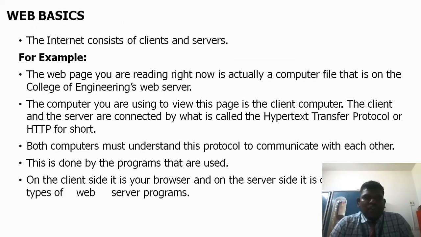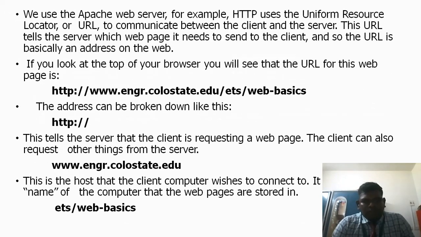The client and server are connected by what is called the Hypertext Transfer Protocol, or HTTP for short. Hypertext Transfer Protocol is related to a network layer. Both computers must understand this protocol to communicate with each other. This is done by the programs that are used. On the client side, it is your browser, and on the server side, it is one of the many types of web server programs. For example, we can use the Apache web server.